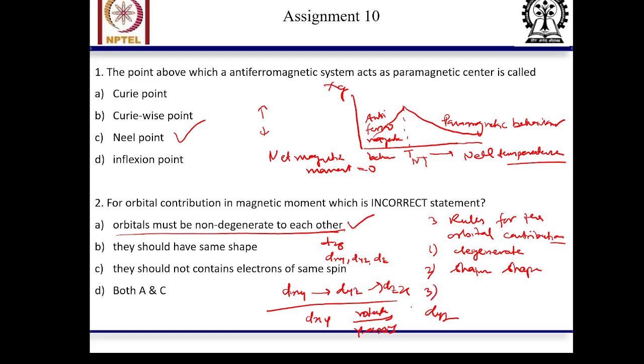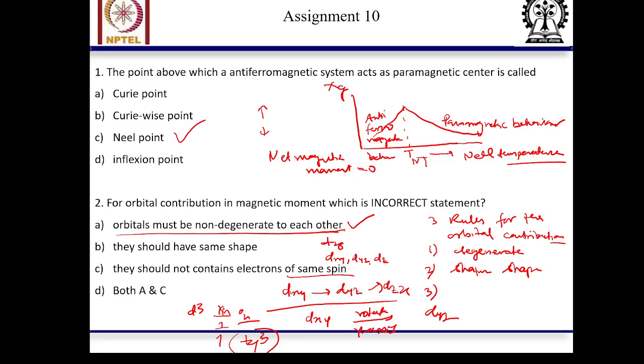The third criterion is they should not contain electrons of the same spin. So he has given that d3 in octahedral will not give an orbital contribution because you have all three electrons of the same spin in the degenerate orbitals, T2g3. That is violating rule number 3 because all are in the same spin.